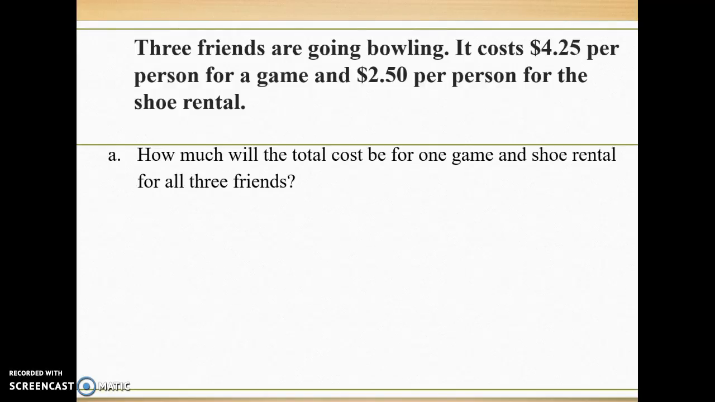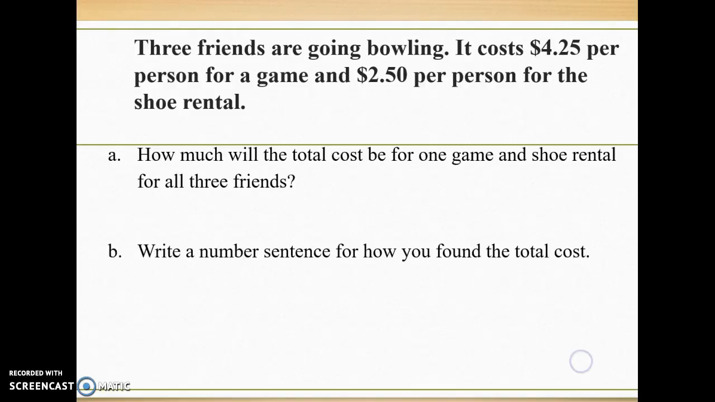Before I find the final answer, I will write 2 sentences. For the first one, I'm thinking, okay, if I find how much the games cost, which would be 3 people times how much one game is, and then I find how much it costs for shoe rental for 3 people, which is 3 people times the cost for each shoe rental, and then add that. This is my first sentence, a possible way to find the total cost.